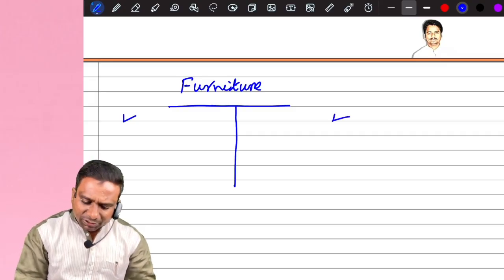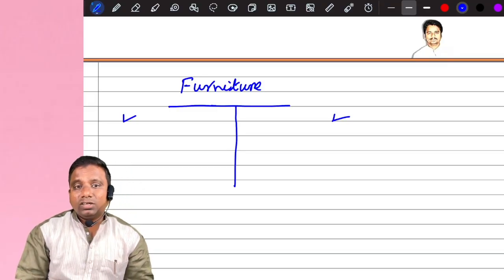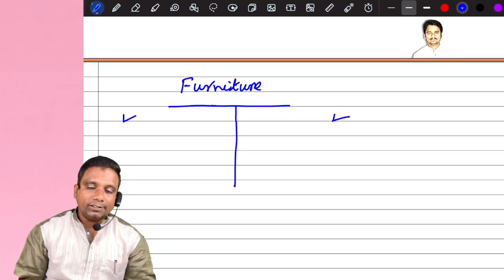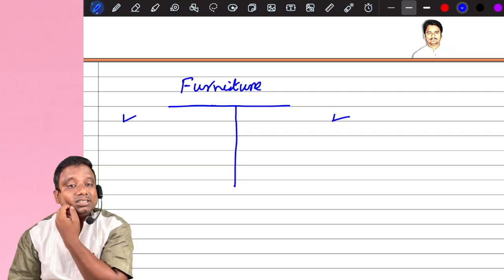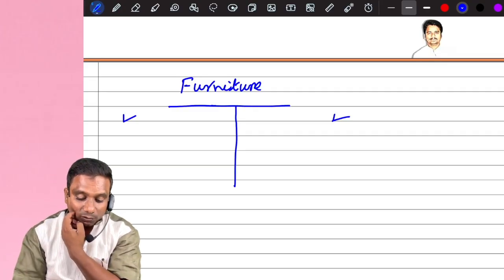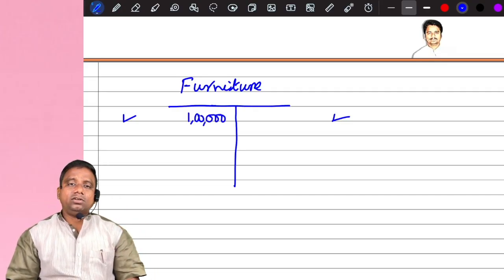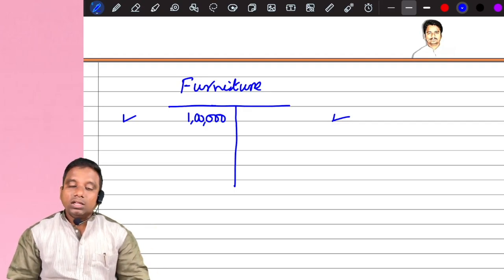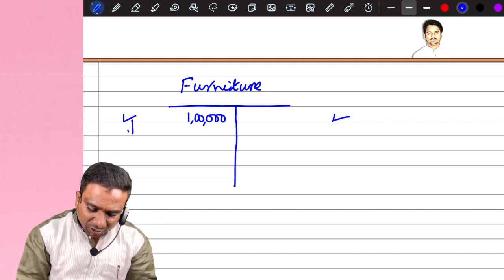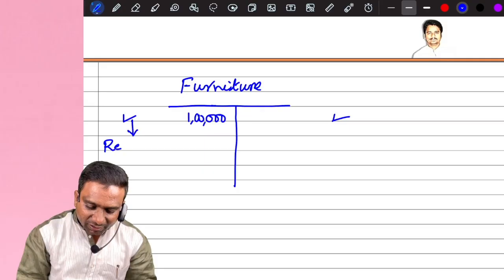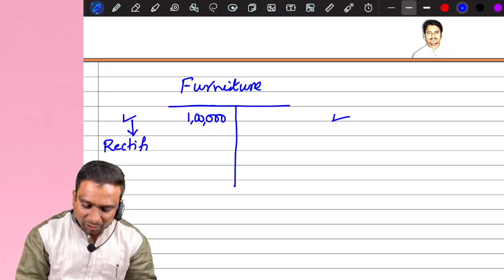Suppose on the debit side I have written 100 rupees less here. Our furniture account is not at all debited. Now we debit the furniture account, let us say 1 lakh rupees. There is some mistake in the furniture account debit side. You rectify it now. So what do we do? We simply write a rectification statement.